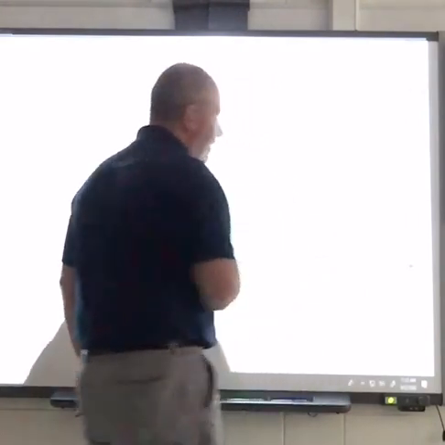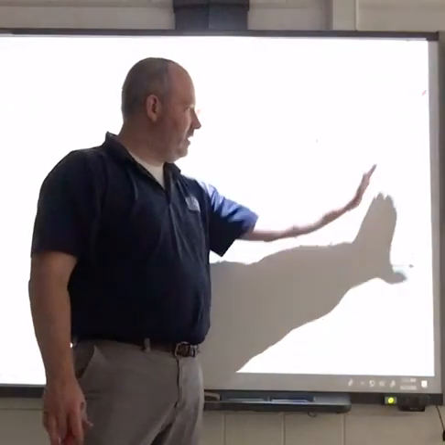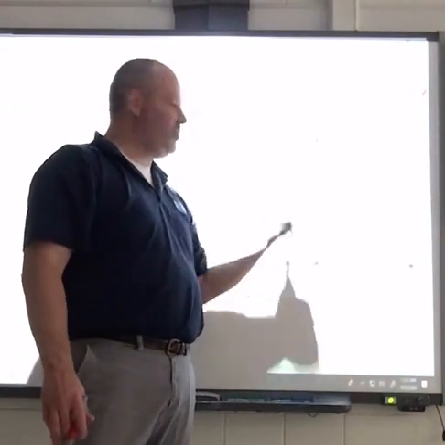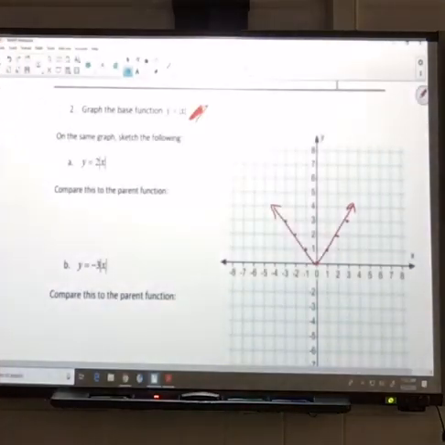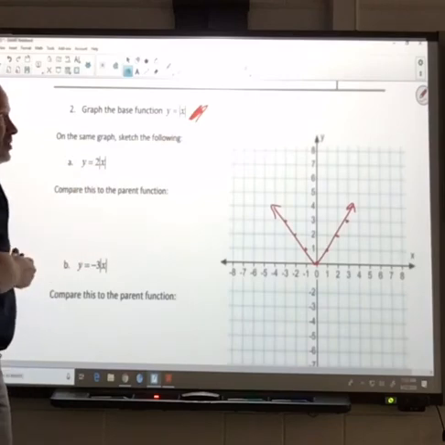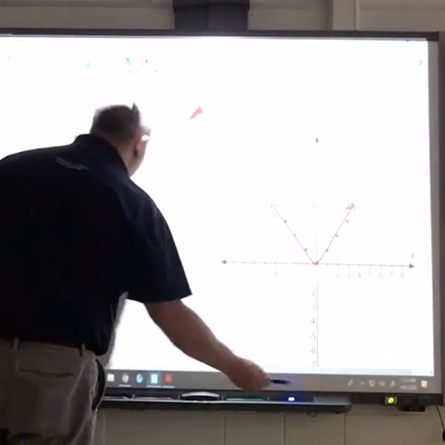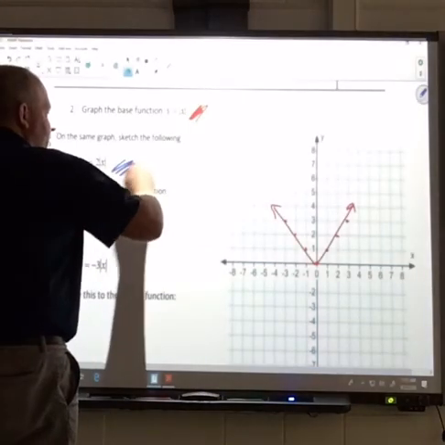It's like a pointy parabola, okay? But it's like a line that goes this way and then stops and then turns in the opposite direction and goes that way. Now, what I've done here is I want to graph y is equal to 2 times the absolute value of x. So I think blue is my number for that one. So I'm going to do this one in blue.